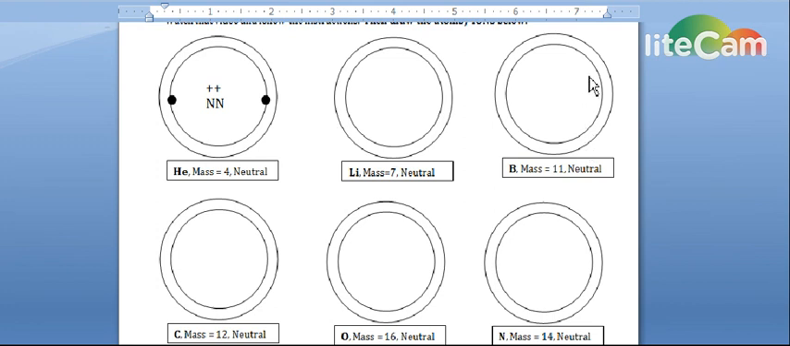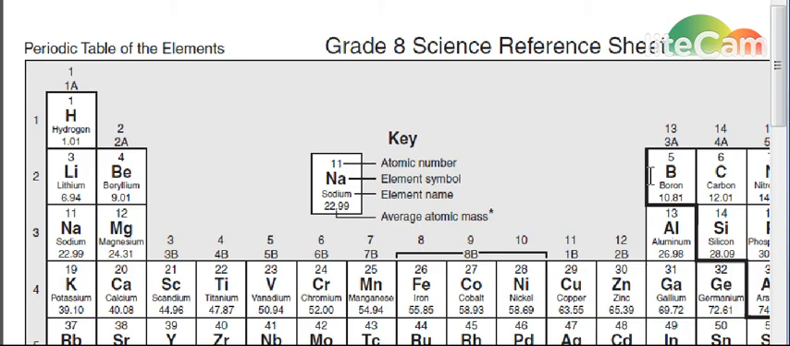The last atom that I'm going to show you how to make is this one, boron. It will have a mass of 11. The rest you're going to make all on your own. Boron, B. Let's look it up on the periodic table to figure out how many protons it should have. When you get your periodic table, you'll see that boron should have 5 protons.